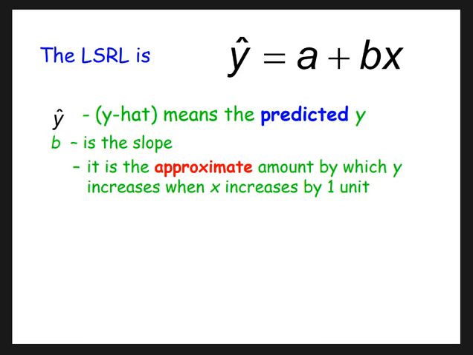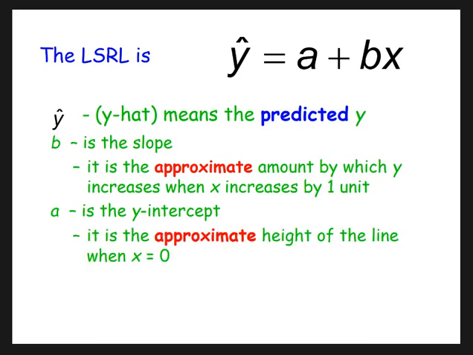It's how much, for every increase in the x variable, the y variable will approximately increase. And A is the y-intercept. So that's the value it would take on if x was 0.